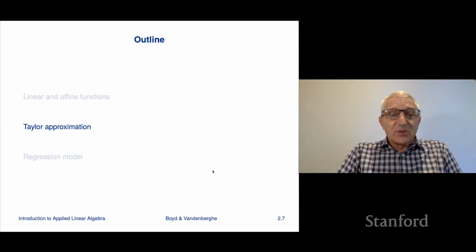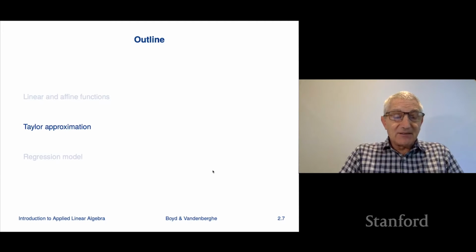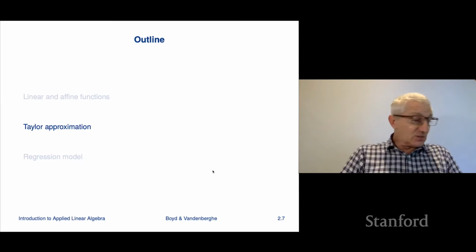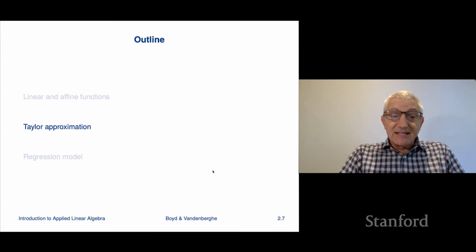We're now going to look at two very famous and very widely used examples of affine functions. One is from differential calculus. It's just the Taylor approximation, so that goes back a couple of hundred years. And the second one is a regression model from statistics. We'll start with the Taylor approximation.